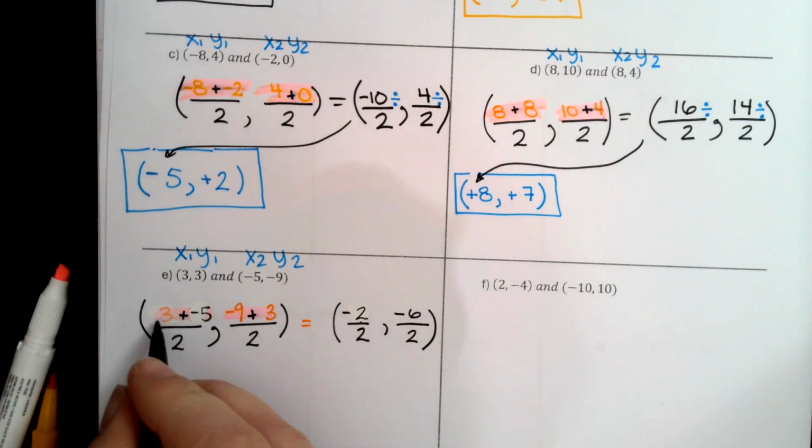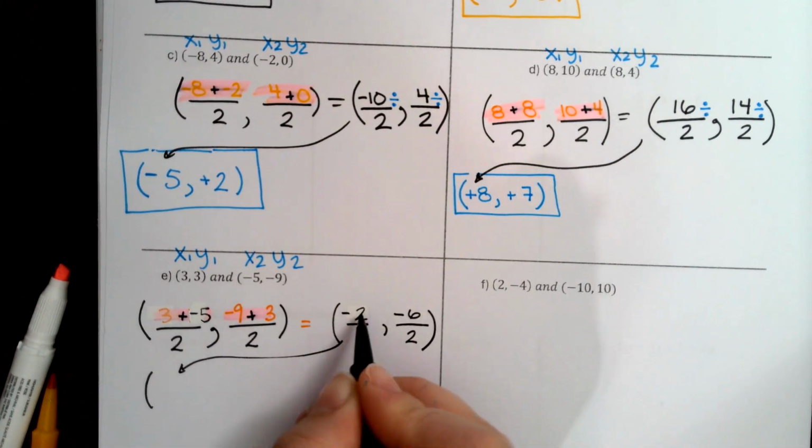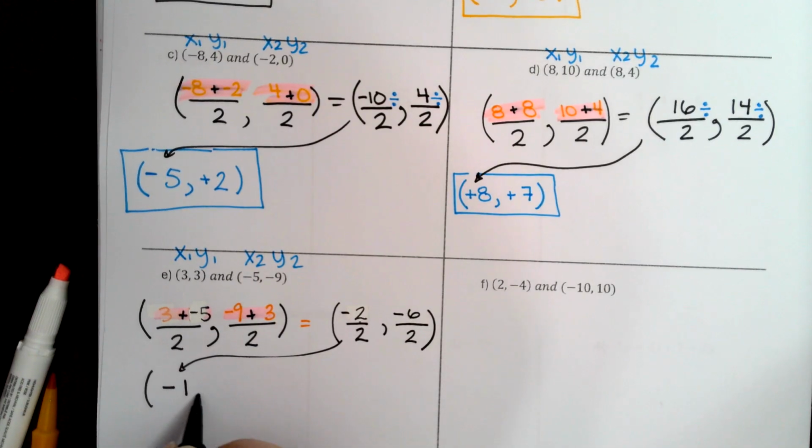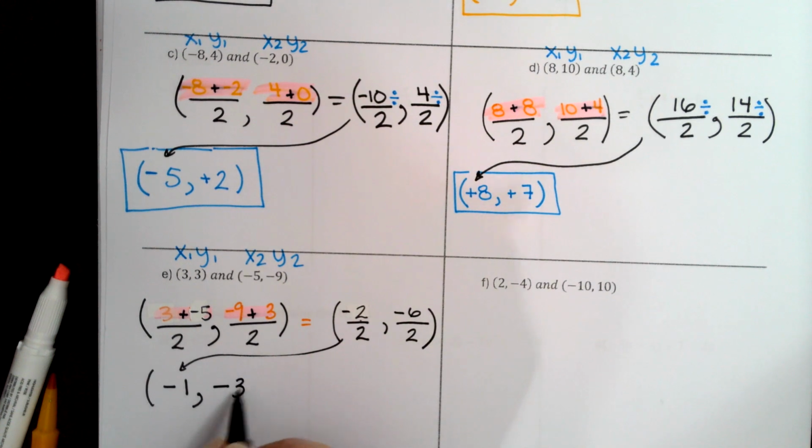Again, these are counters. Same or different, these are different. So 2 divided by 2 is 1, so -1. Same or different, different. 6 divided by 2 is 3.